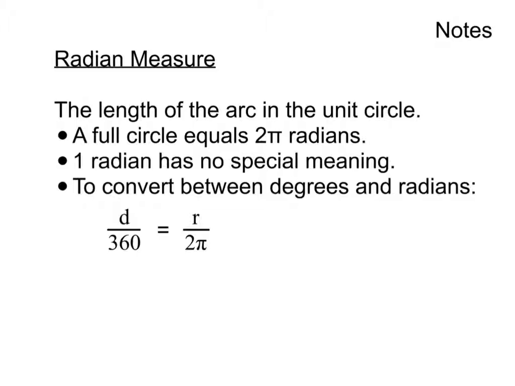I find this formula much easier to remember because all you've got to do is remember it's the number of degrees out of 360, in other words, a whole circle, and the number of radians out of 2 pi. Again, the whole circle.